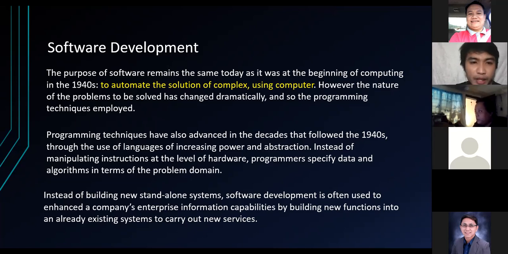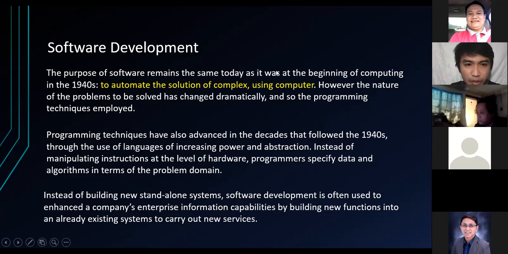Okay, so this is just an overview about software development. Since the 1940s until today, we have one purpose for why we are using software, which is just to automate the solution of complex problems using computers. From the start, that was already our purpose for using computers. But however, as time passes by, the demand around us also increases and evolves into more complex scenarios. So it is no longer enough to just use a basic computer or some basic applications to solve different complex problems.